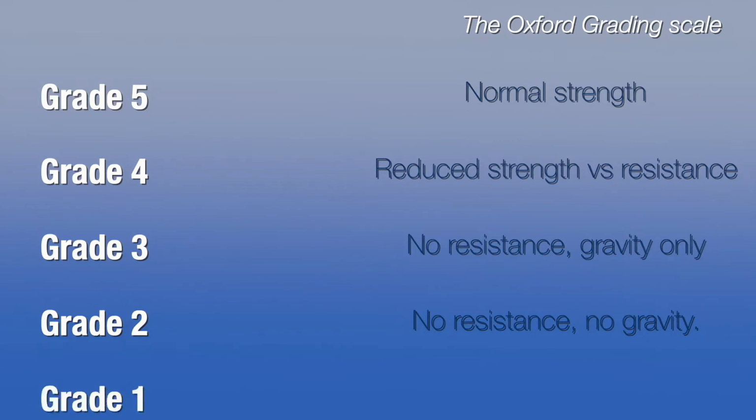A 1 is where only a trace or flicker of movement is seen or felt in the muscle, or fasciculations are observed in the muscle. Finally, a 0 is where no movement is observed.